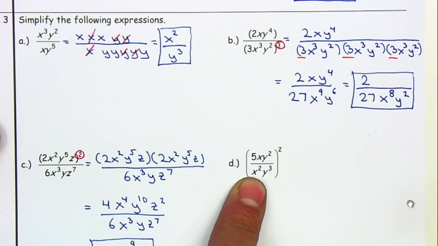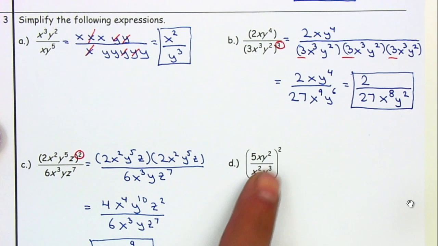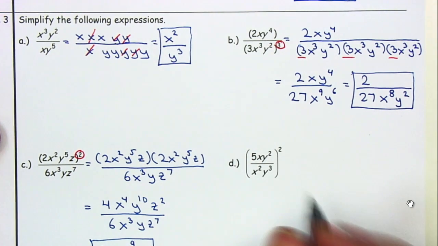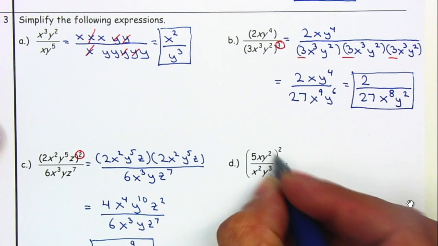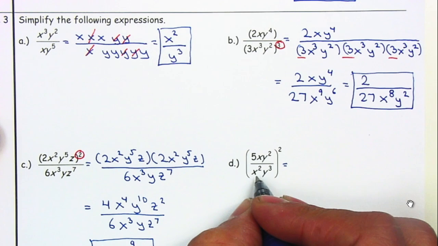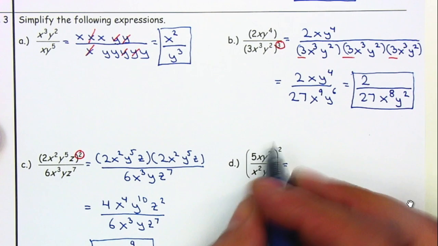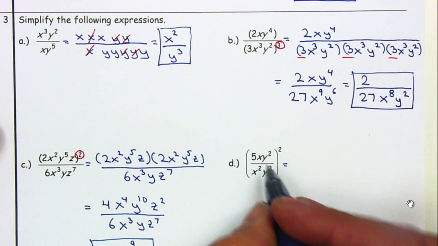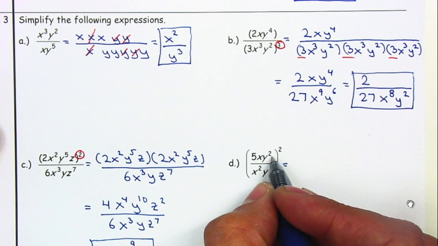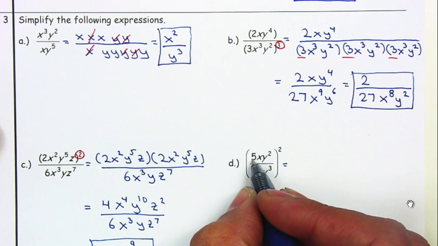Now for letter D, there's 2 ways that you guys can do this. You can expand it twice, but because this is in parentheses, we are going to simplify what's inside the parentheses first, so we can actually cancel it first. Notice the difference. On this one, the exponent was only on the top. I needed to expand it twice. So before we expand it twice, I'm going to simplify what's inside.